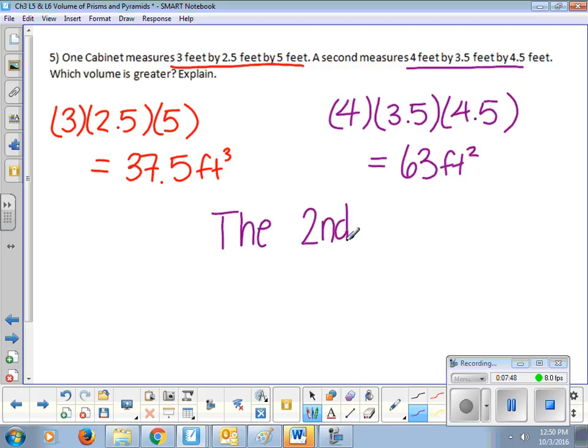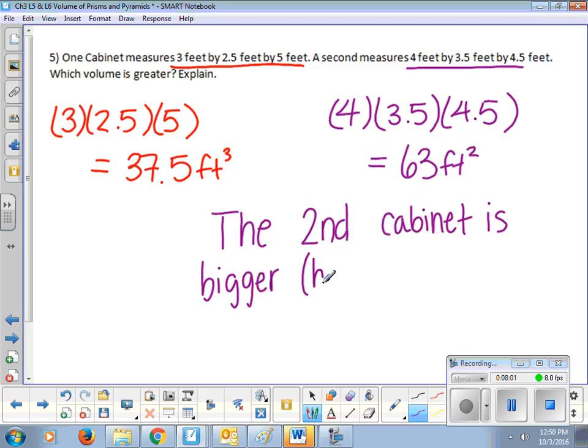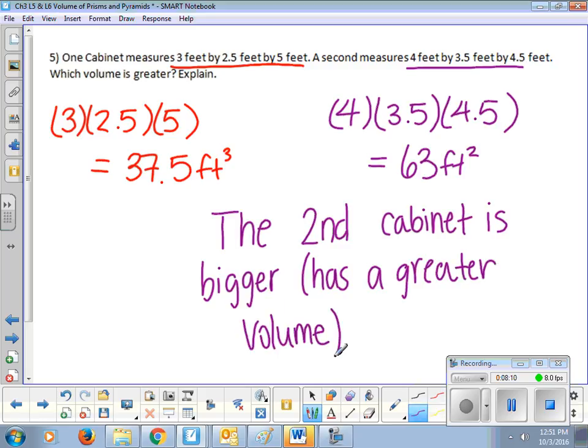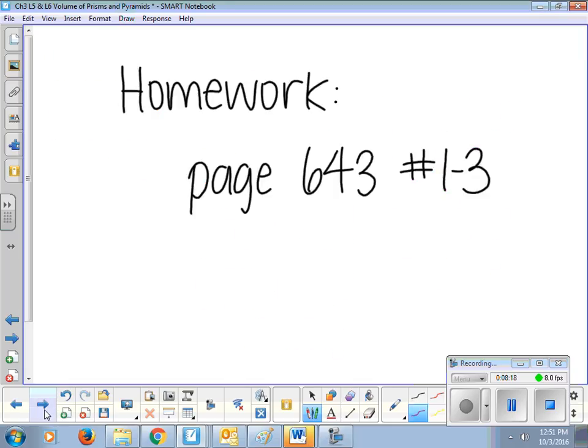volume. The second one is bigger, or you could have written has a greater volume. Because we know that 63 feet cubed is bigger than 37 feet cubed.